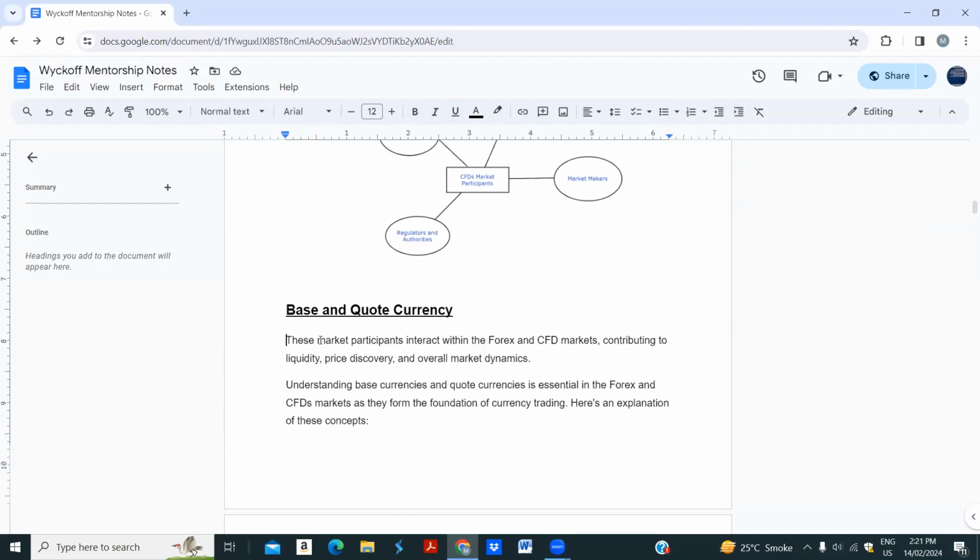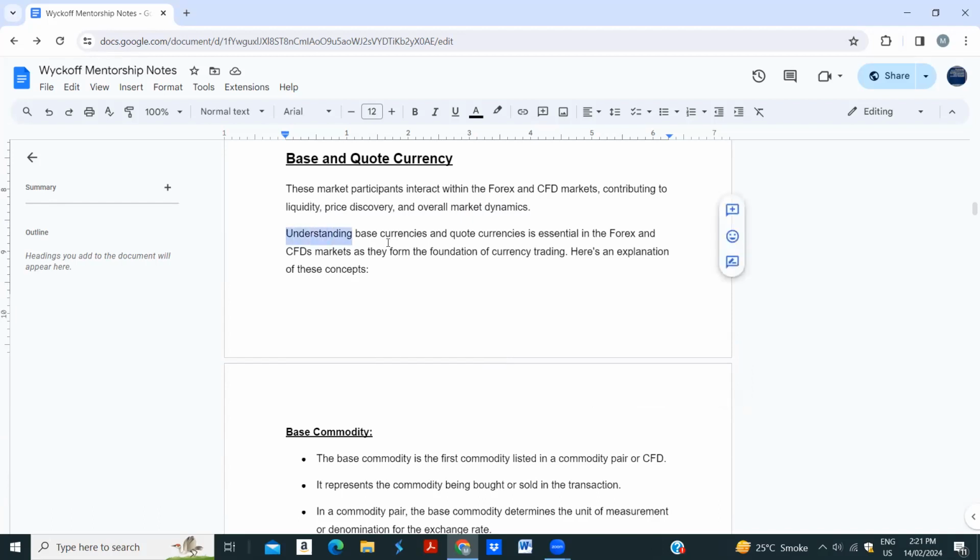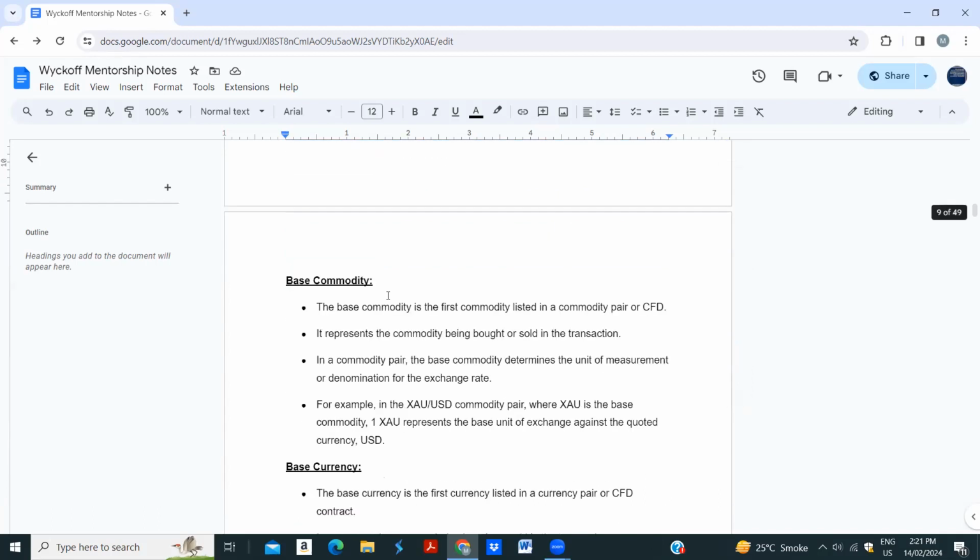These market participants interact within the forex and CFD market, contributing to liquidity, price discovery, and overall market dynamics. Whatever market participants we have, they contribute to the liquidity, price discovery, and the overall market dynamics. Understanding base currencies and code currencies is essential in the forex and CFDs market, as they form the foundation of currency trading. Here is an explanation of these concepts.